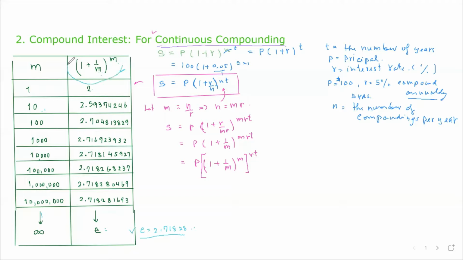So this is the whole thing here. You observe this whole thing here, then finally it equals e, which is equal to 2.71828. And then you see this one, the whole thing here is an e, correct? So we can rewrite it down as P times e to the power r t. So this is the formula of continuous compounding. What is the meaning of this one?